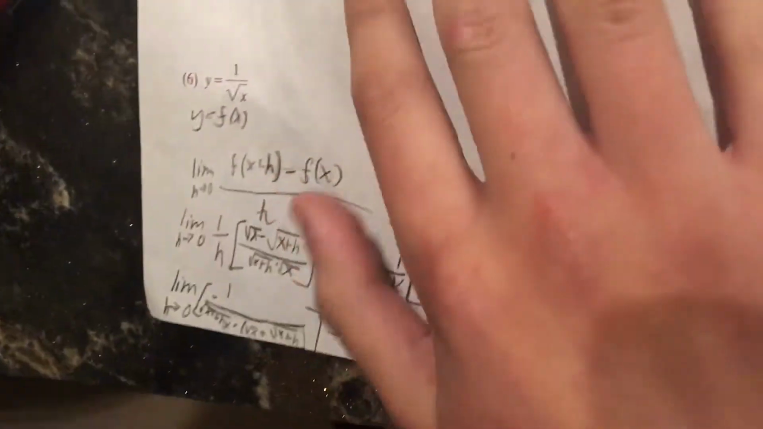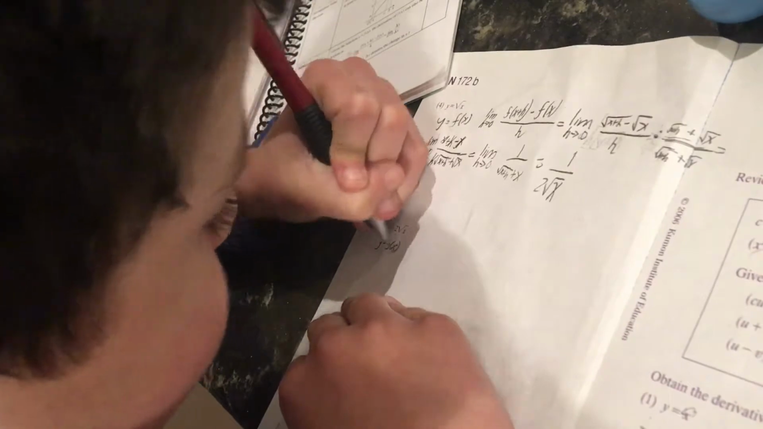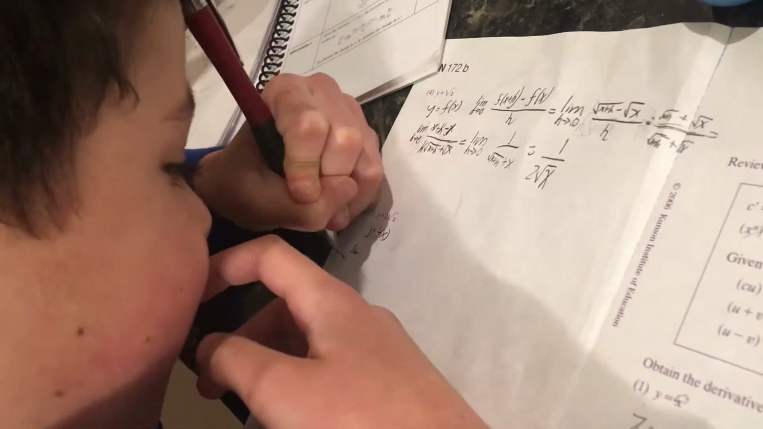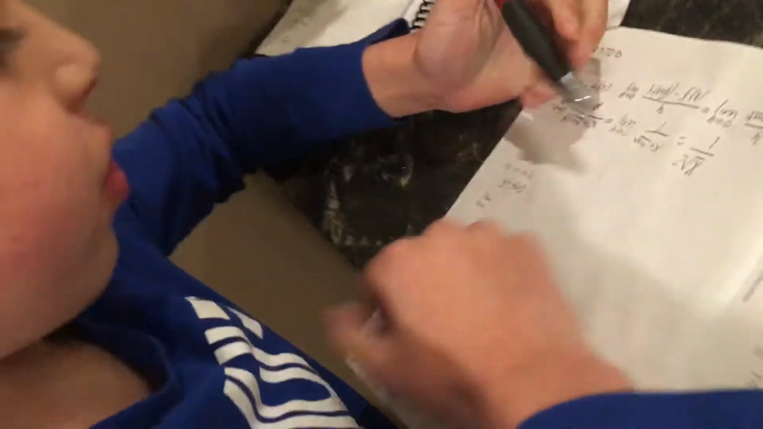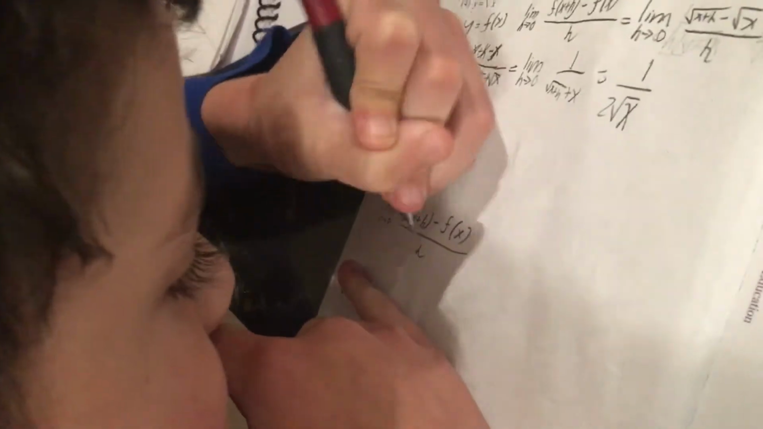Now for this one. What we're going to do here is that we're going to let y equals f of x as well. We'll take our formula: f of x plus h minus f of x divided by h.